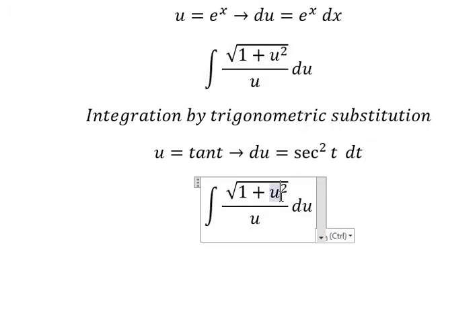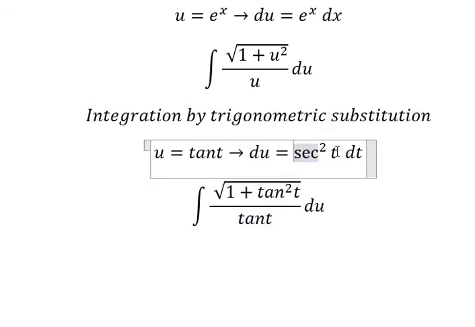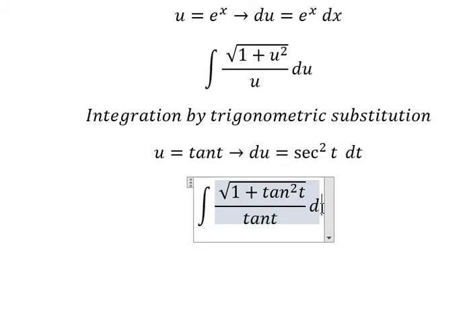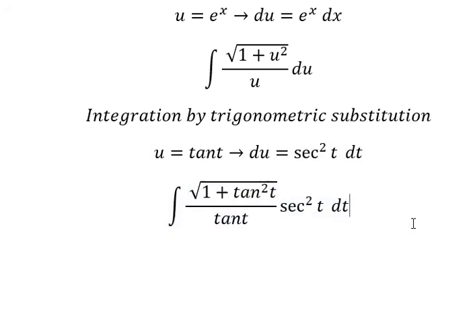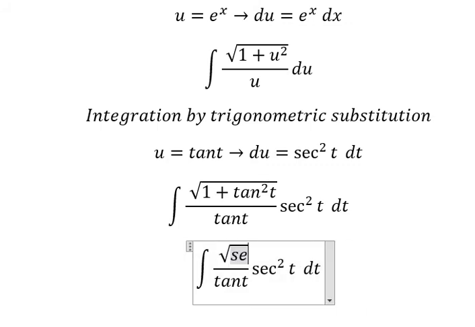So I will put tan t here and tan t here. du we change to this one. So 1 plus tan t squared we change to secant of t squared.